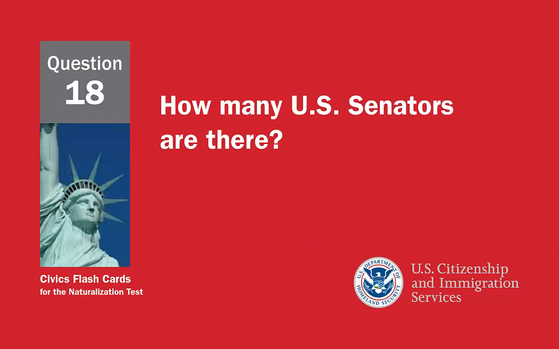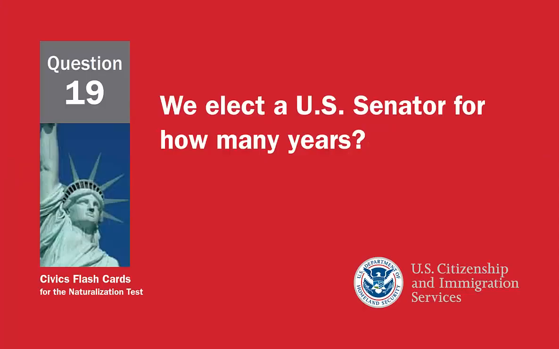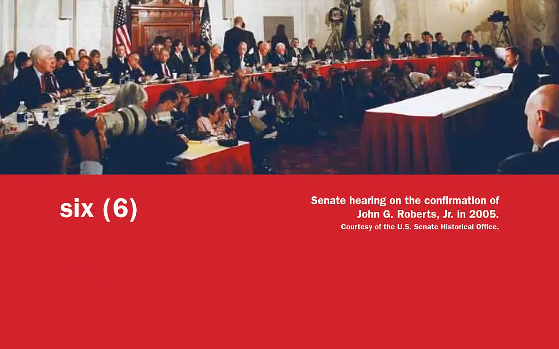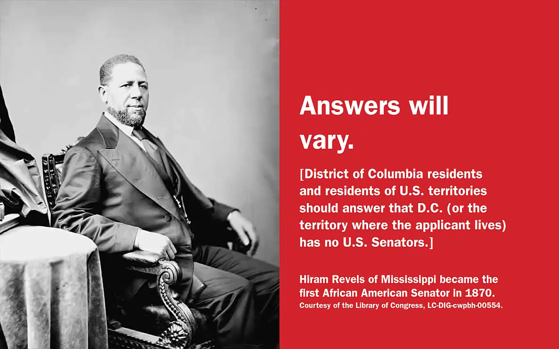How many U.S. senators are there? 100. We elect a U.S. senator for how many years? 6. Who is one of your state's U.S. senators now? Answers will vary. District of Columbia residents and residents of U.S. territories should answer that D.C. or the territory where the applicant lives has no U.S. senators.